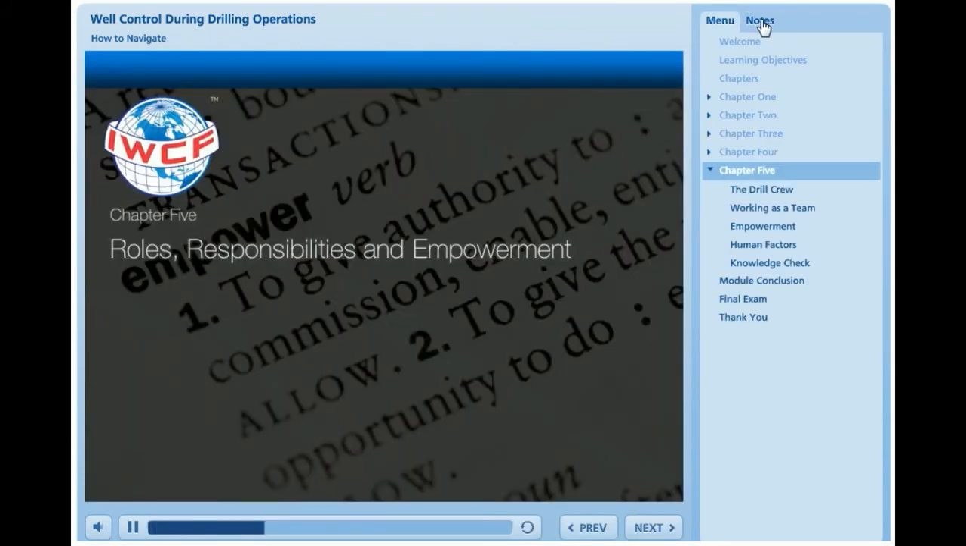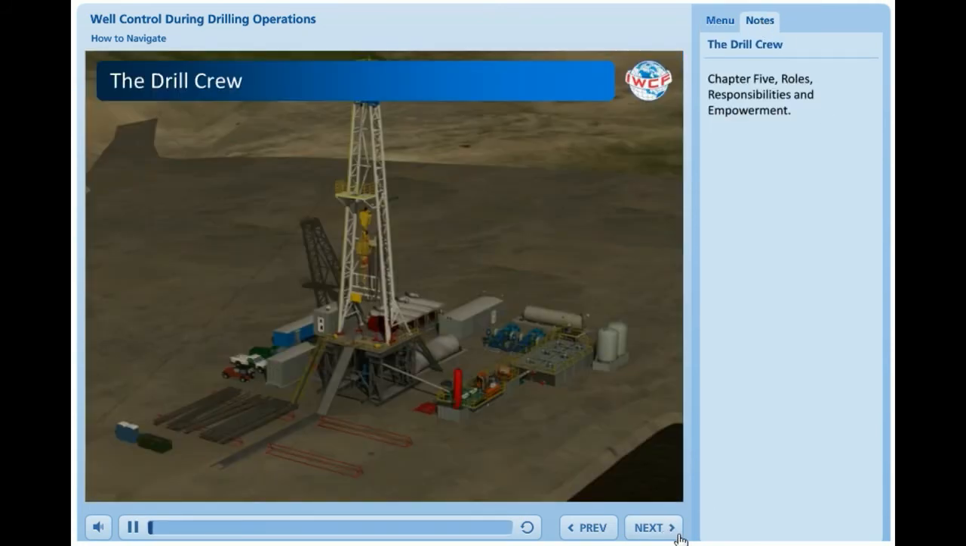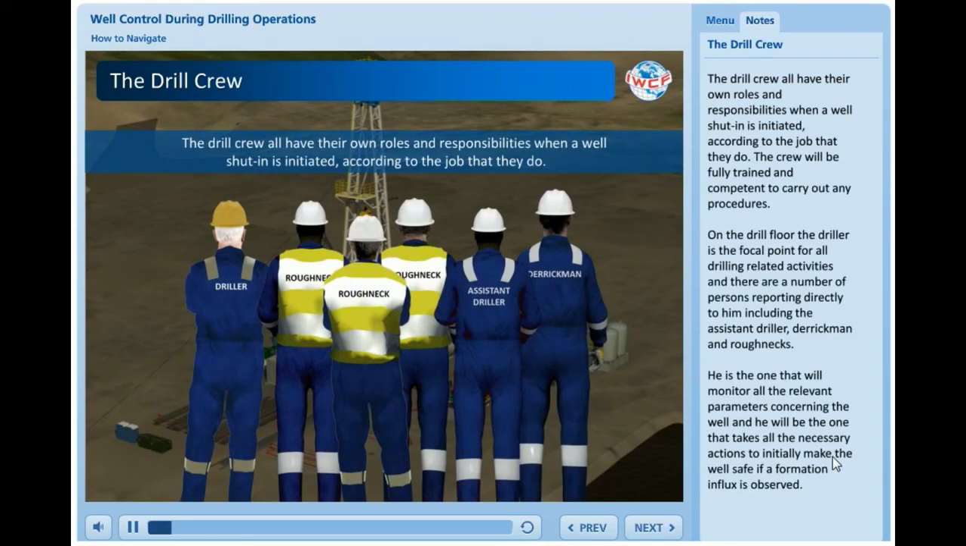Chapter 5. Roles, Responsibilities, and Empowerment. The drill crew all have their own roles and responsibilities when a well shut-in is initiated, according to the job that they do. The crew will be fully trained and competent to carry out any procedures.